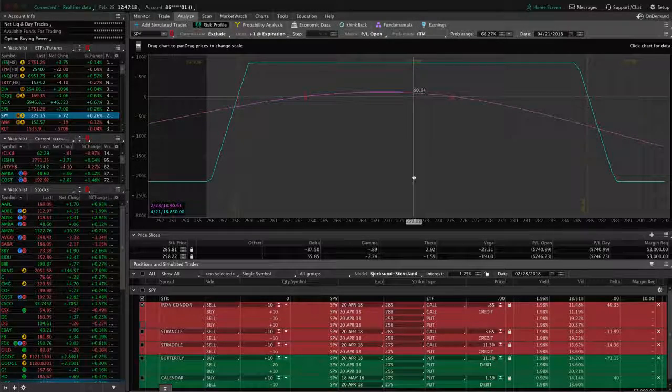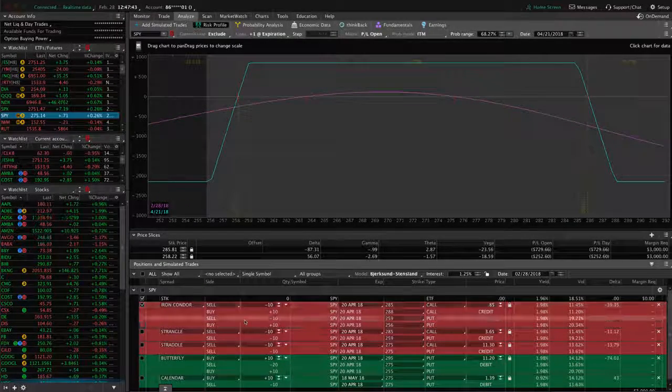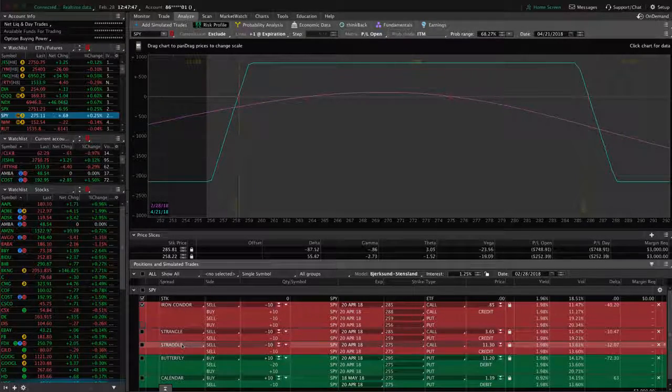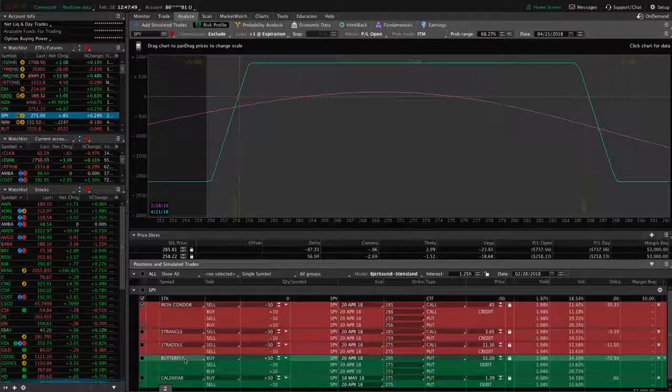Remember, there's no right or wrong answer. It just really depends on your risk tolerance and your account size, to decide which strategy you choose for your account. So all four of these strategies that we've covered so far, the iron condor, the strangle, the straddle, and the butterfly, are all trades that we want to put on in periods of high implied volatility.